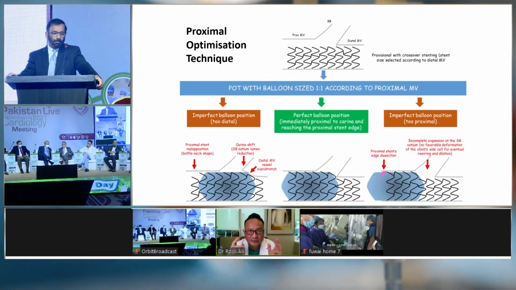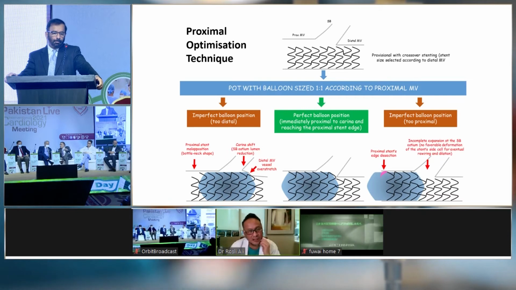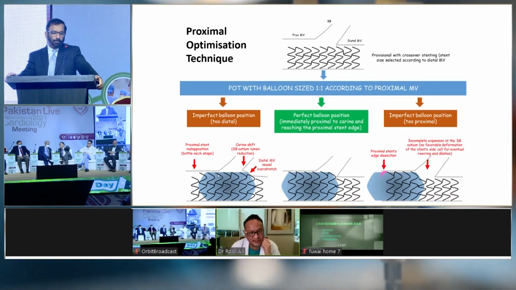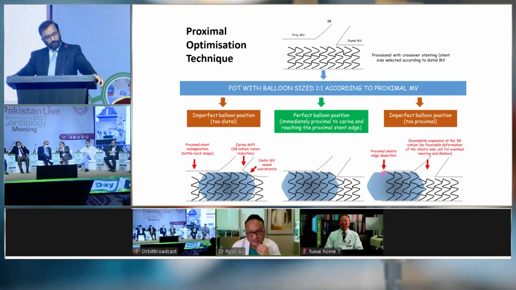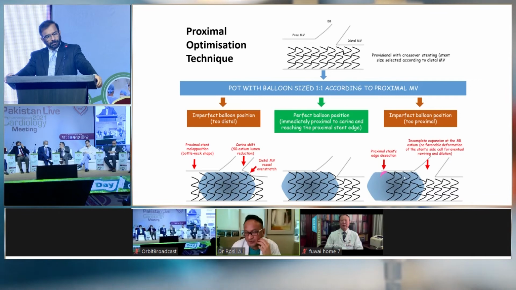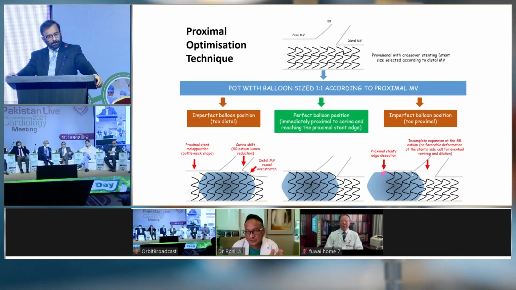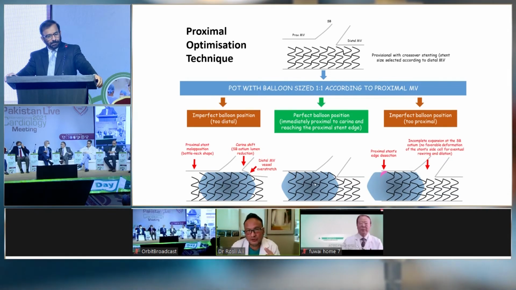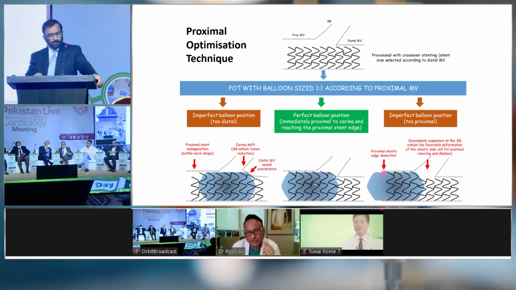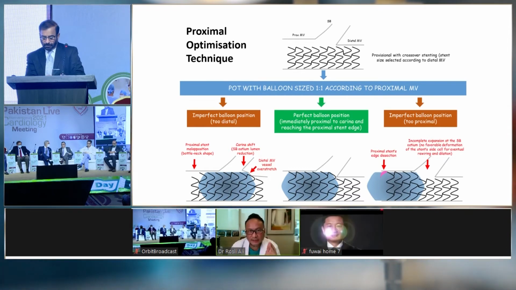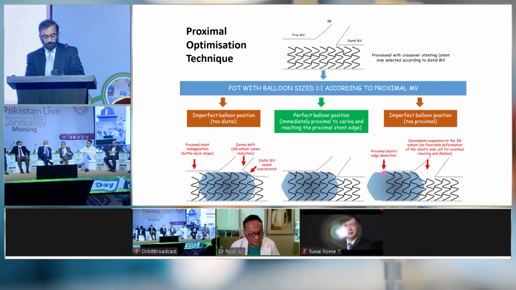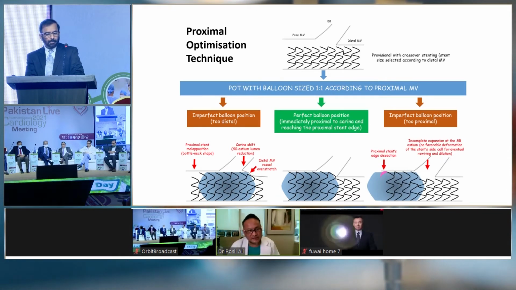I just want to ask that we need to understand what a proper proximal optimization technique is. Remember, on the first one, if your balloon extends too much, then obviously it is not a perfect balloon position, and you can actually jail the side branch or the second stent. On the right-most side, this is still imperfect. It's still a bit too proximal. So what I would suggest is that if you have a balloon, the distal marker should point to the mid of the side branch. When you do that, you'll get a nice position of your balloon.